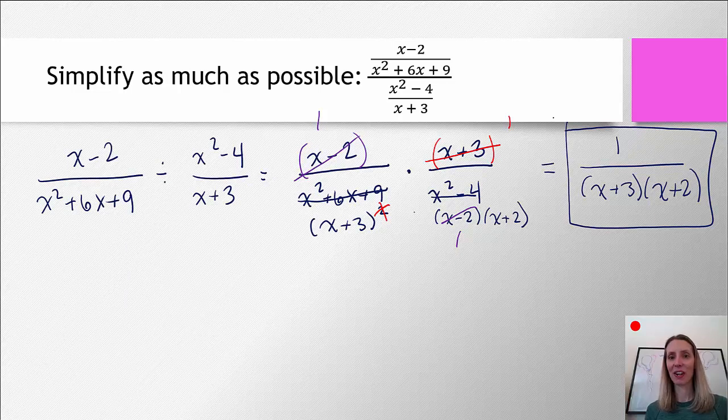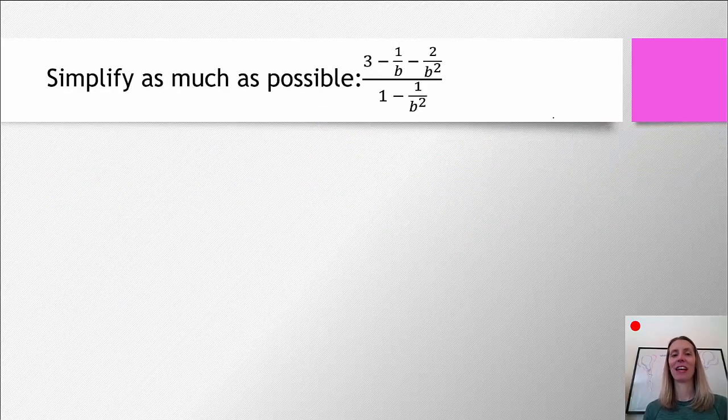How are we doing so far? So far, so good? Okay, we have one more example. Here we go. We're going to simplify as much as possible. Wait a minute. Okay, we have a problem with this one. This one's different than all the rest. Why is this one different?